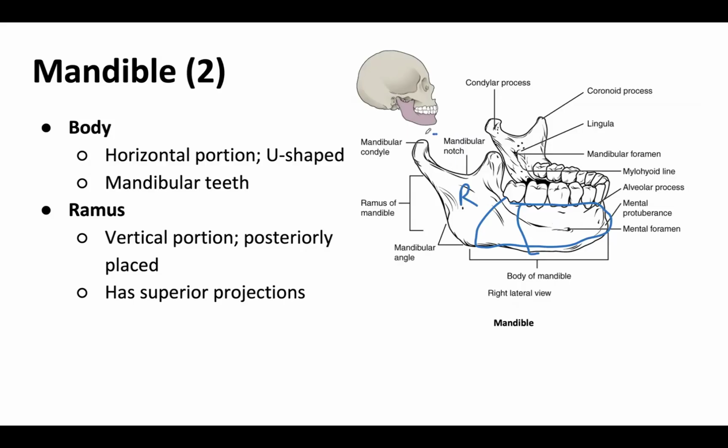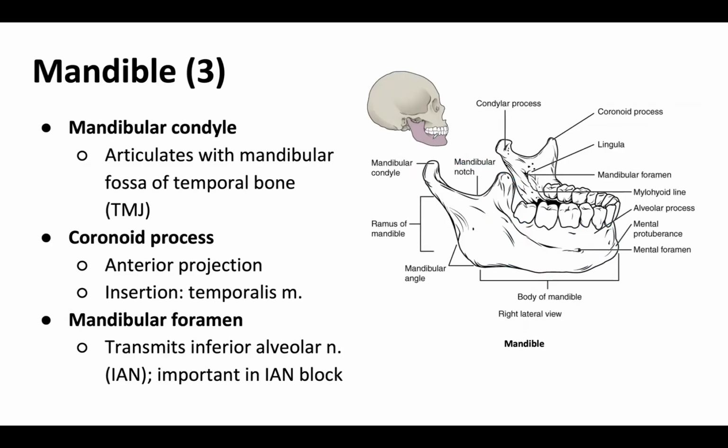And it has some superior projections that we want to talk about and get to know better. So the more posteriorly placed projection is going to be called the condylar process. And on the end of that condylar process is the mandibular condyle. And this is the portion of the mandible that will articulate with the mandibular fossa of the temporal bone. So this is the mandibular portion of the TMJ.